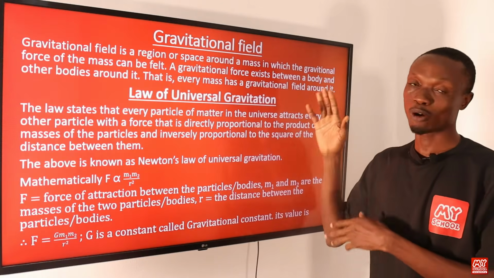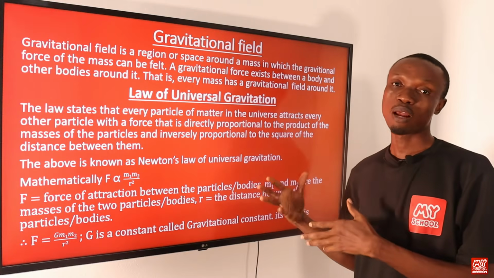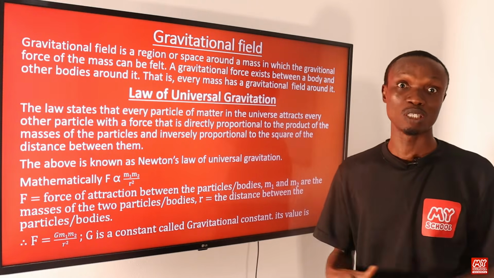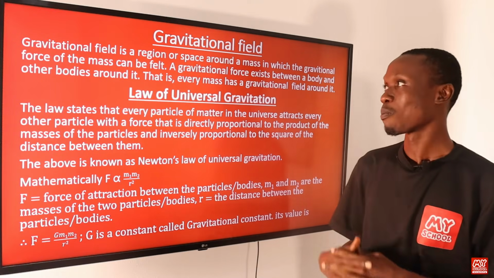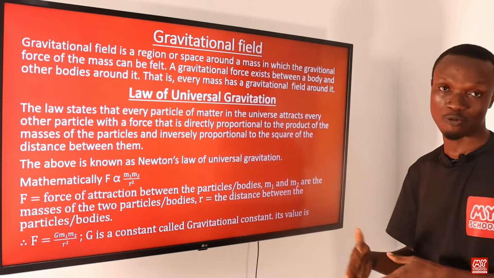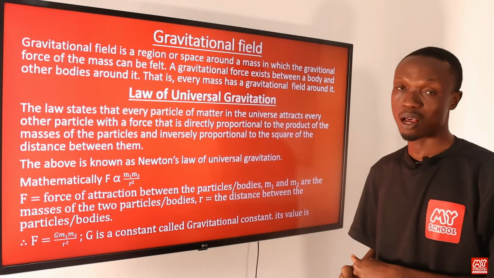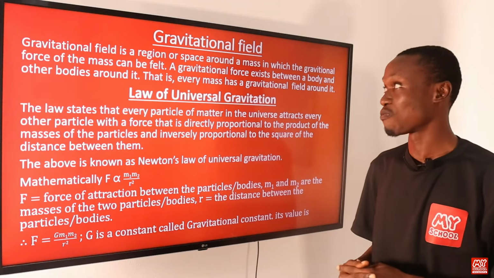So basically here we are going to be looking at the meaning of gravitational field. Now remember that while we were discussing the description of field in our previous video, we did talk about gravitational field. So today we are going into it properly. Gravitational field is simply defined as a region or space around a mass in which the gravitational force of the mass can be felt.